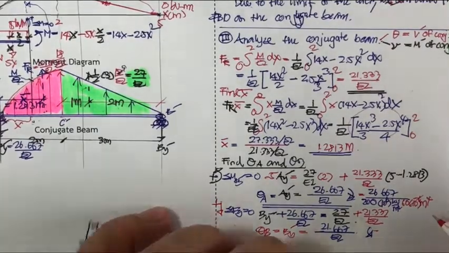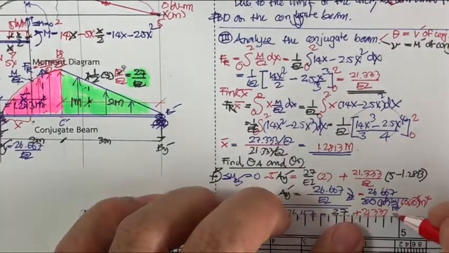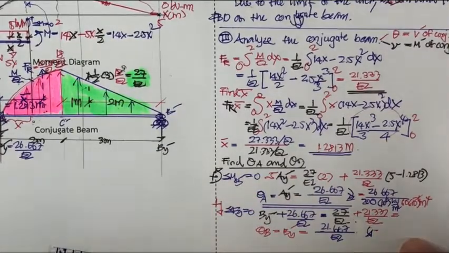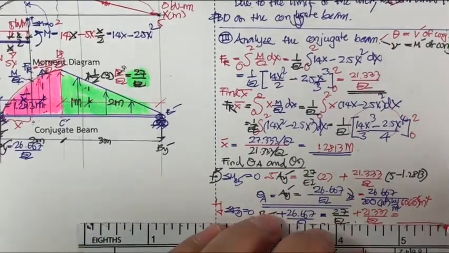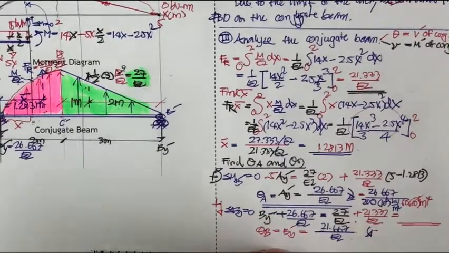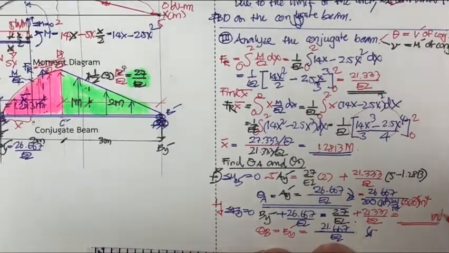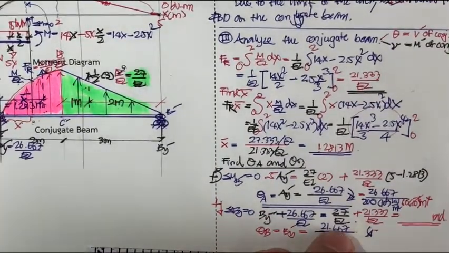That is going to be equal to theta sub A, and the unit is going to be radian. Okay, theta sub A, the slope at A, is 2.22 times 10 to the minus 3.